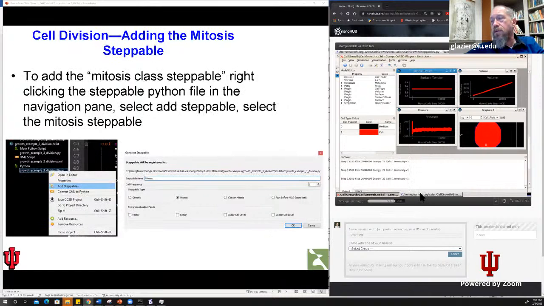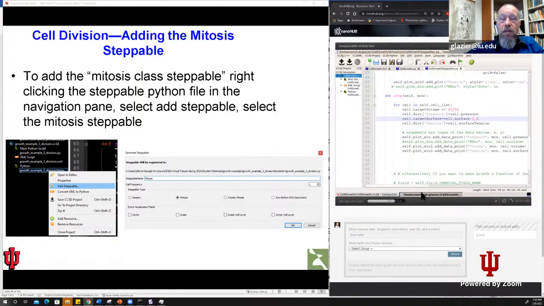So let's do that. Let's go back to our simulation. And we've been typically creating simulations using Wizard, and we could do that and go back and redo things with Wizard. Here we are going to do something we haven't done so far, which is we're going to add a steppable to our simulation. And this is also something that didn't exist in CompuCell until fairly recently. There are two syntactic ways of doing that. I can click on my steppable name in my navigation bar, right click and select Add Steppable.